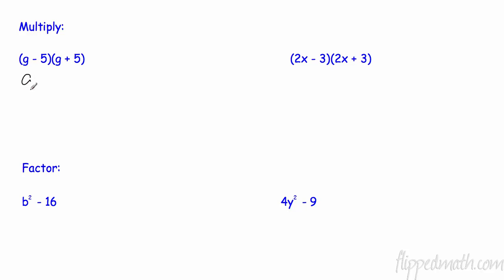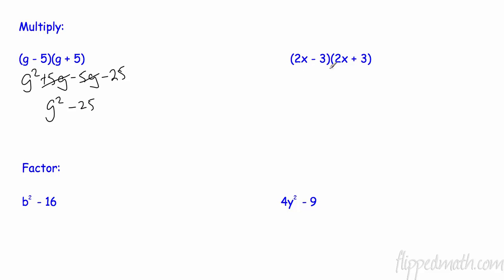G times G is g squared. G times 5, 5g. Negative 5 times g, negative 5g, and negative 5 times 5 is negative 25. What happens here in the middle? These cancel and we're left with g squared minus 25.